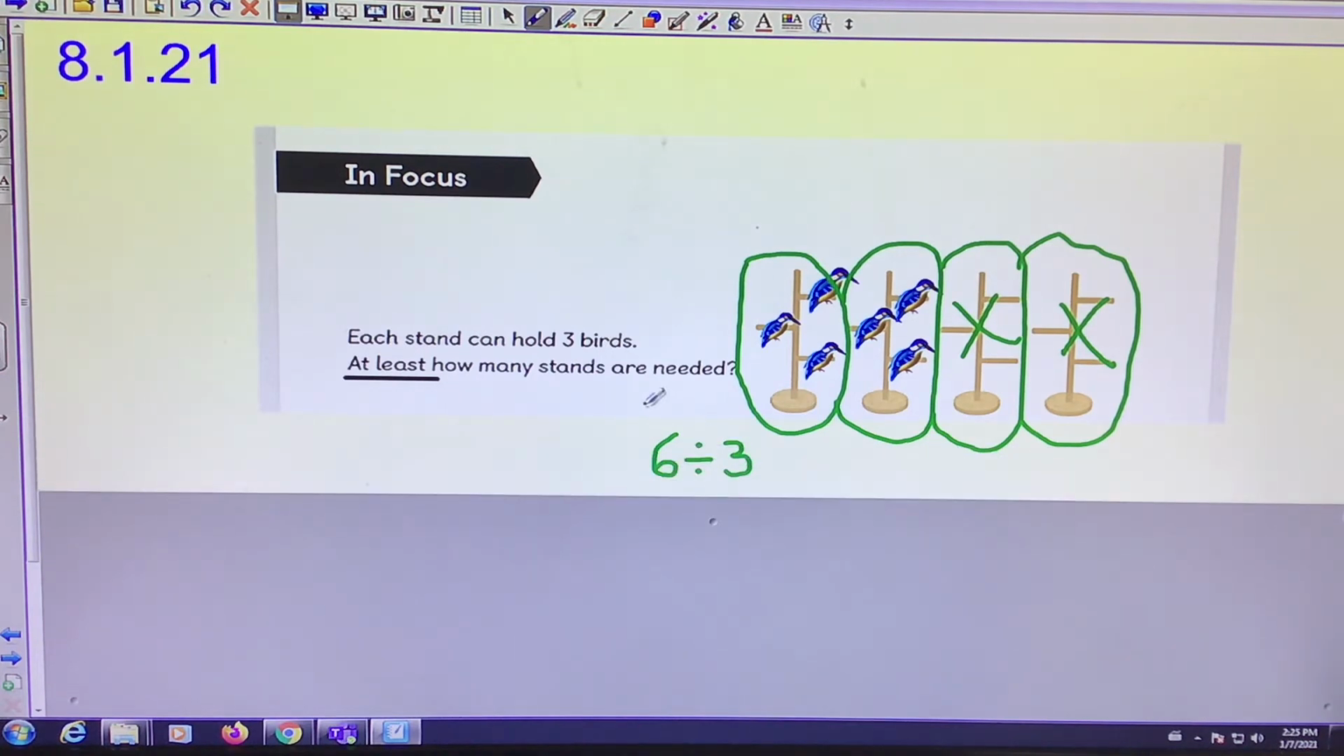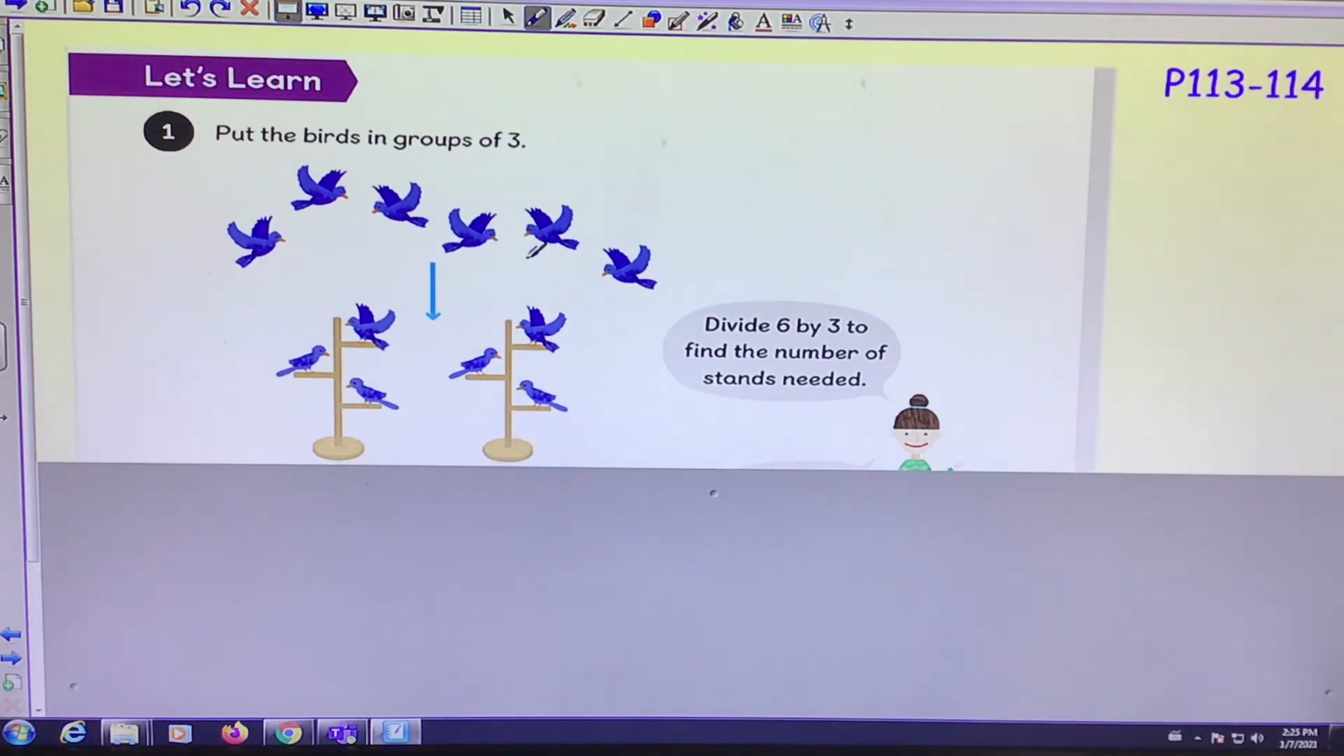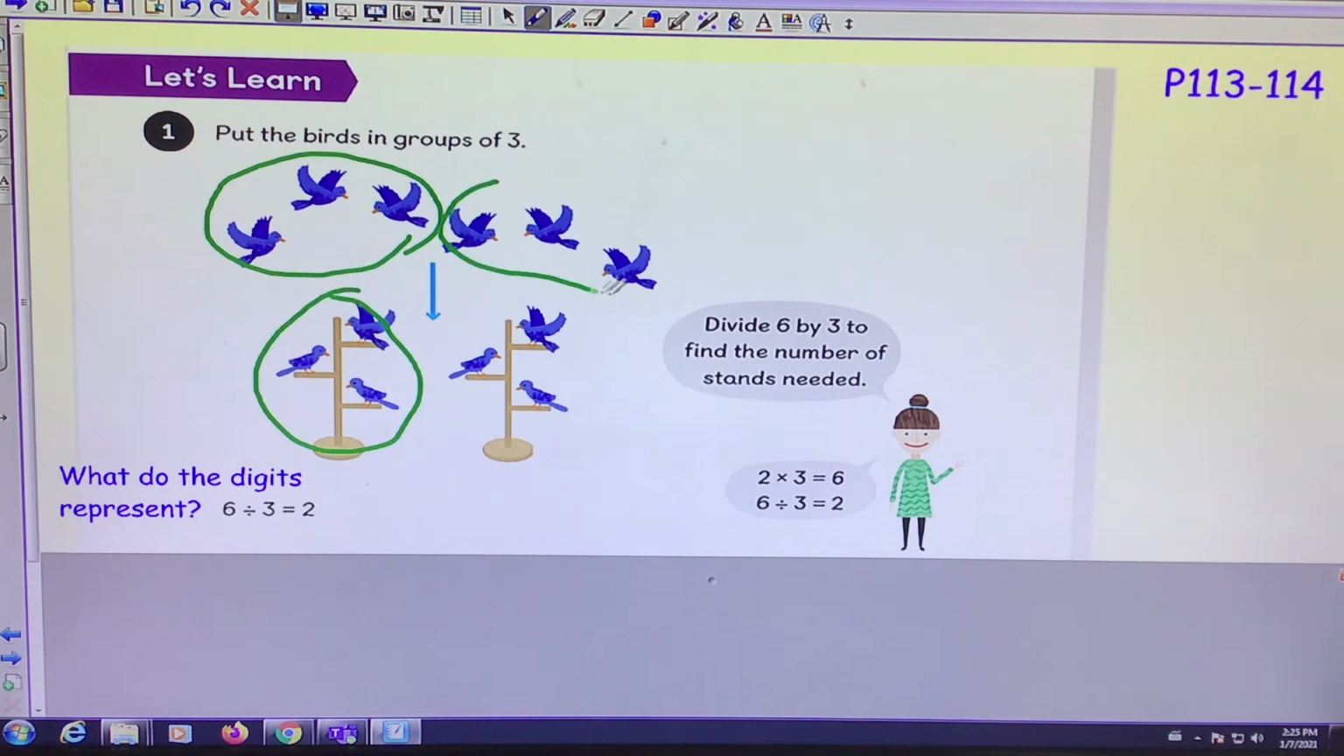So we started with our whole, our 6 birds. We put them into groups of 3. That is what we've just done. We put the birds into groups of 3. That's what this looks like now. Okay, so we put them into groups of 3. And this is what it looks like. Okay, so bird goes there. One group of 3. There they are. One group of 3. There they are. 2 groups of 3.